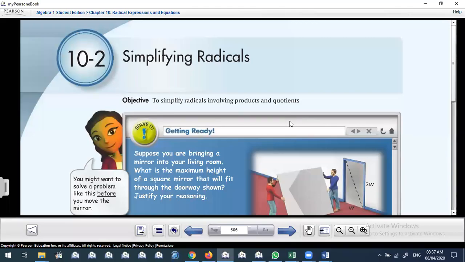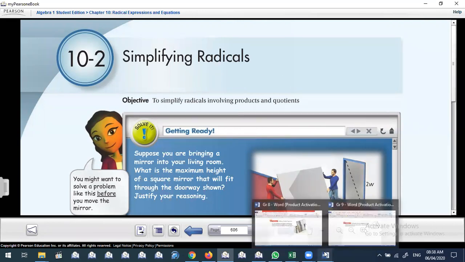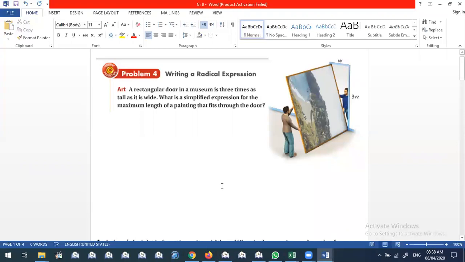How are you today? Our lesson today is the lesson we studied yesterday, simplifying radicals. Lesson 10.2, simplifying radicals. Today we are going to continue this lesson. We stopped at problem number 4.